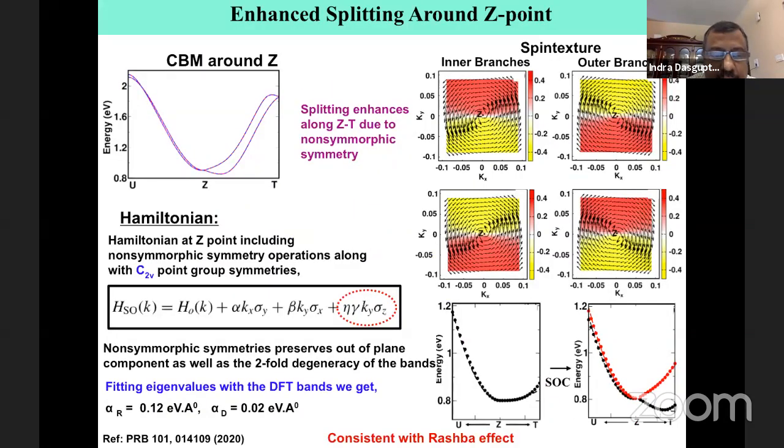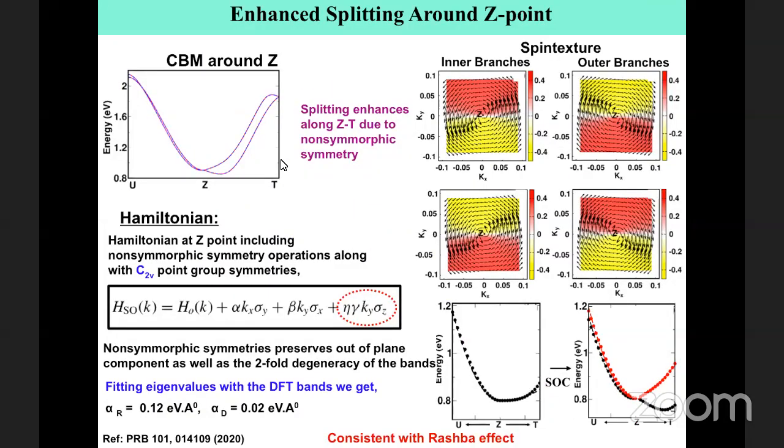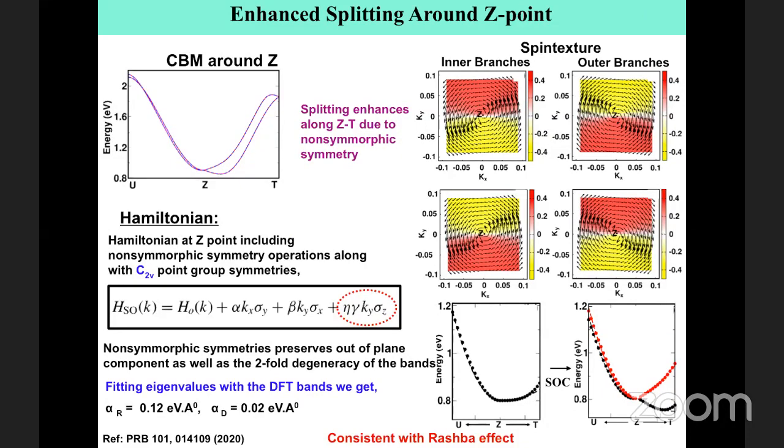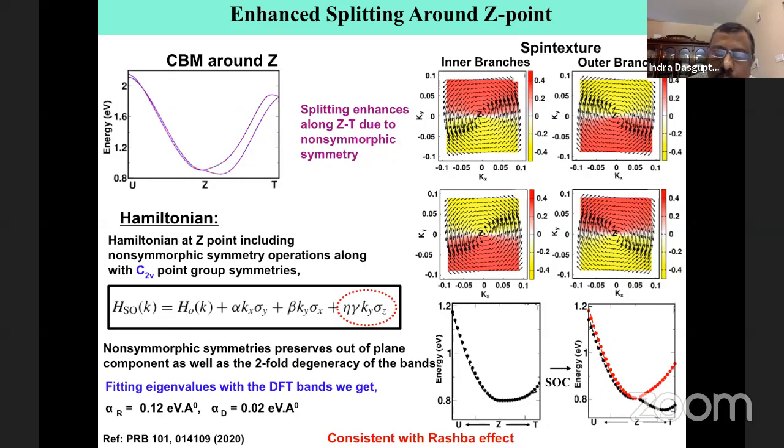So what we can essentially go ahead and do, now we have 5 more minutes. Okay, good. Around the Z point, we look at the band structure and the spin texture. Again, we find around the Z point it is a Dresselhaus term, but with a caveat: the spin texture now also has a Z component. This is because of non-symmorphic operations which come into play here. One can do a similar analysis and again prove that for this system, the Rashba effect dominates.